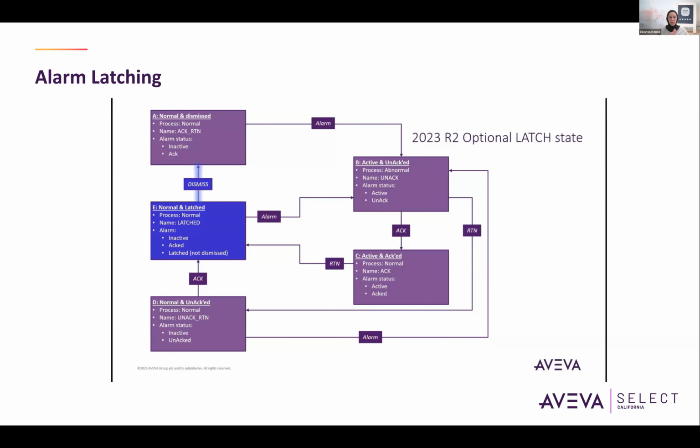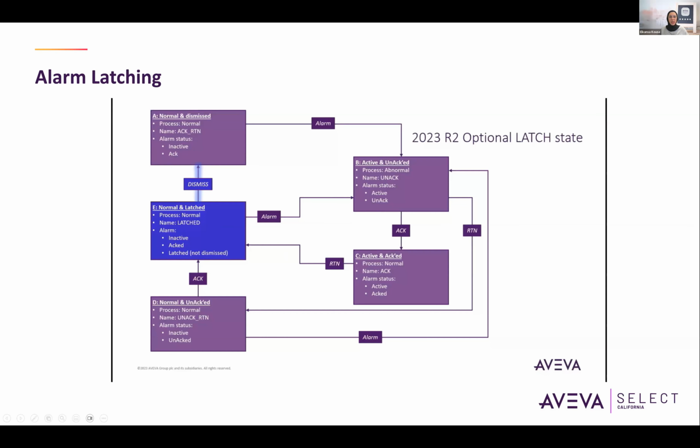But now in the 2023 R2 release, we've added an optional new latch that allows you to go into the latch state, and it requires a dismiss to actually remove the alarm from the screen. As you can see here, this is the blue box right here.